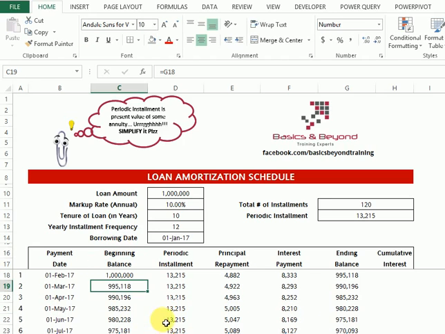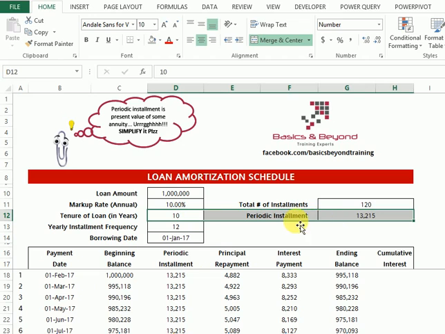Now you may change these requirements as per your requirement and create your own personalized loan amortization schedule. Hope the video will help you in making your own amortization schedule.